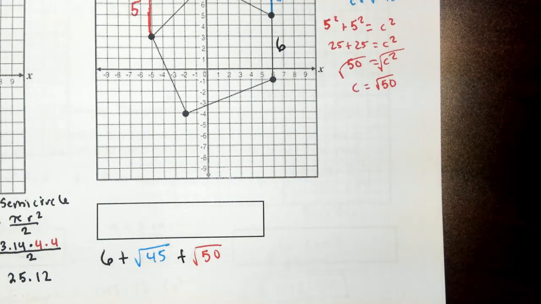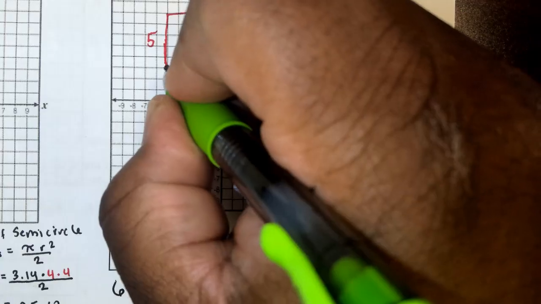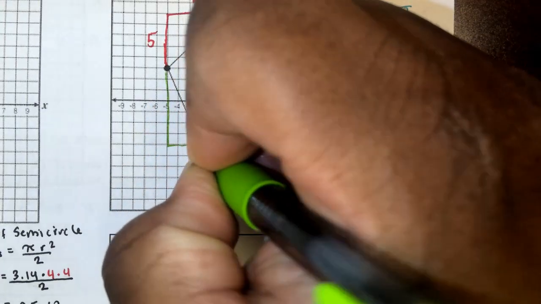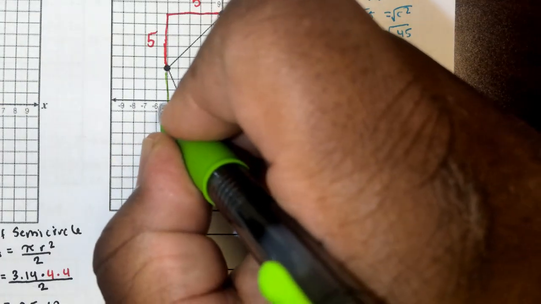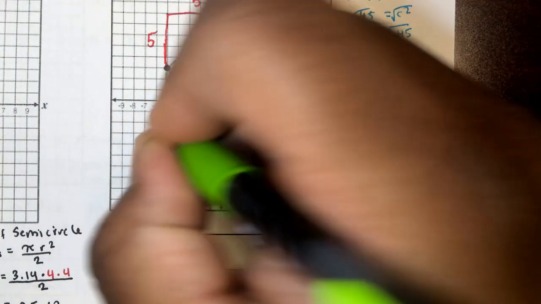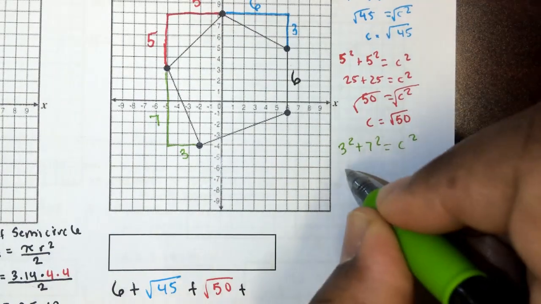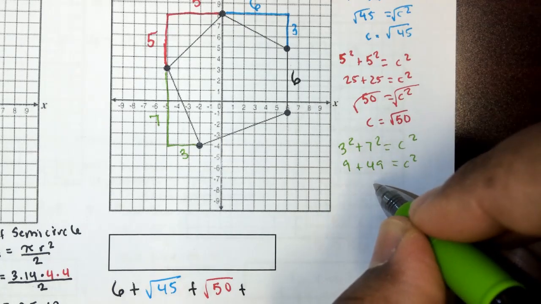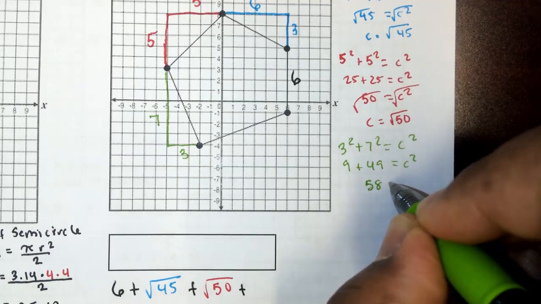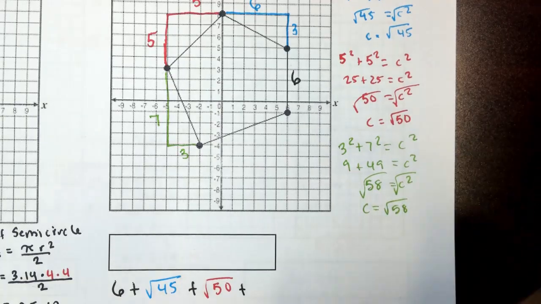Next one we're going to do is this one. Three at the bottom on the side here, and 1, 2, 3, 4, 5, 6, 7. 3 squared plus 7 squared. 9 plus 49 is 58, c squared, square root both sides. 58 is ugly too. We're going to leave it as is.